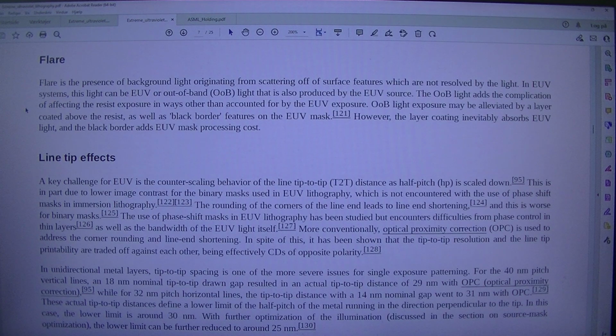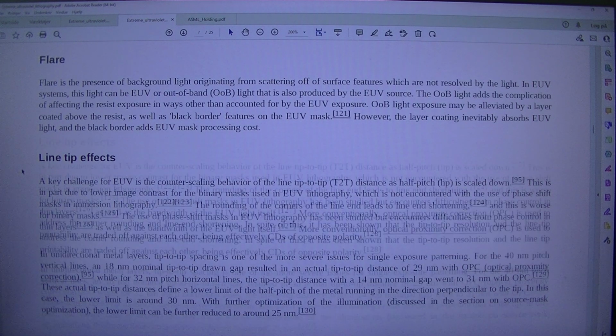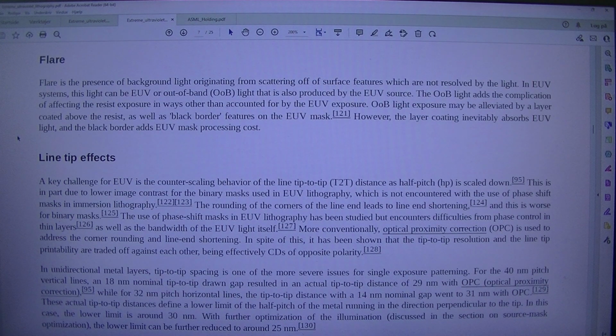OOB light exposure may be alleviated by a layer coated above the resist, as well as black border features on the EUV mask. 121. However, the layer coating inevitably absorbs EUV light, and the black border adds EUV mask processing cost. Line tip effects. A key challenge for EUV is the counterscaling behavior of the line tip-to-tip, T2T, distance as half pitch, HP, is scaled down.